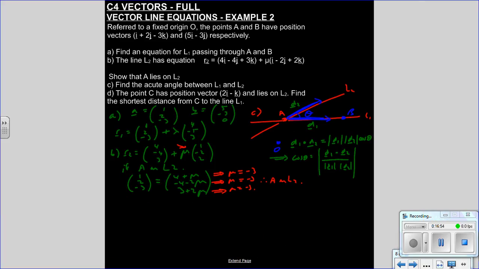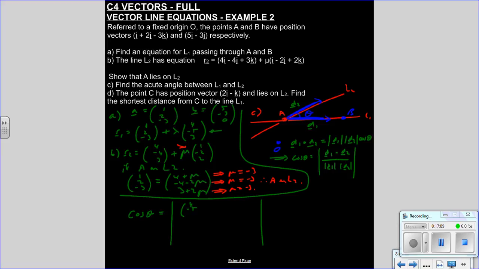So if we just extend this down here a bit, cut that off. So carry on down here. So cos theta equals, what is d1 and what is d2? d1, as you know, is the direction vector. So that's this one, 4, minus 5, and 3 for L1. And this one for L2, so 1, minus 2, and 2. And we also need the magnitude. So we know that's the square root of 4 squared plus minus 5 squared plus 3 squared, over the square root of 1 squared plus minus 2 squared plus 2 squared. Do you see?